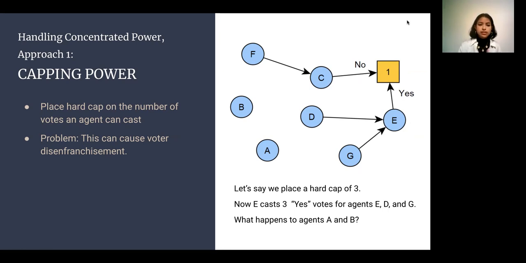So in this case, this is kind of the same graph as the previous slide, but with the cap applied. And we can see in this case, whereas E previously had accumulated 5 votes, E now only has 3 as the cap requires, which means that B no longer is delegating to D and A is no longer delegating to B. So the issue with capping power is that it can disenfranchise voters.